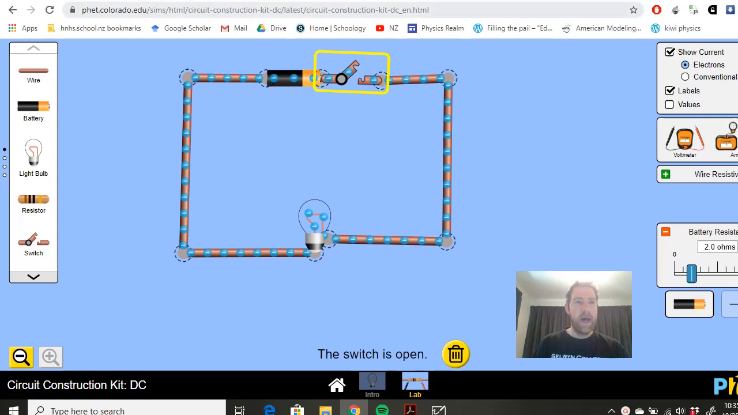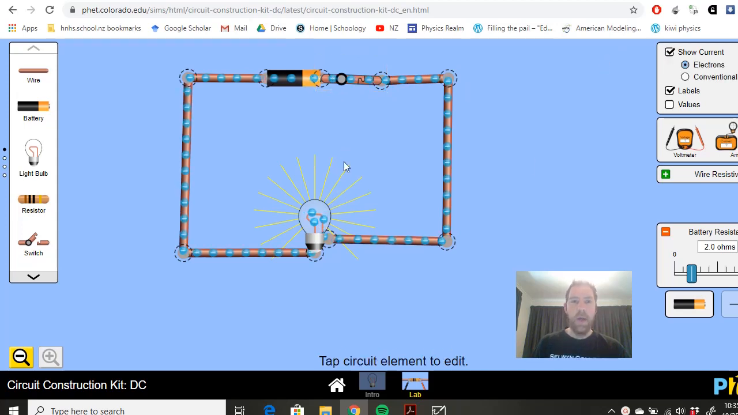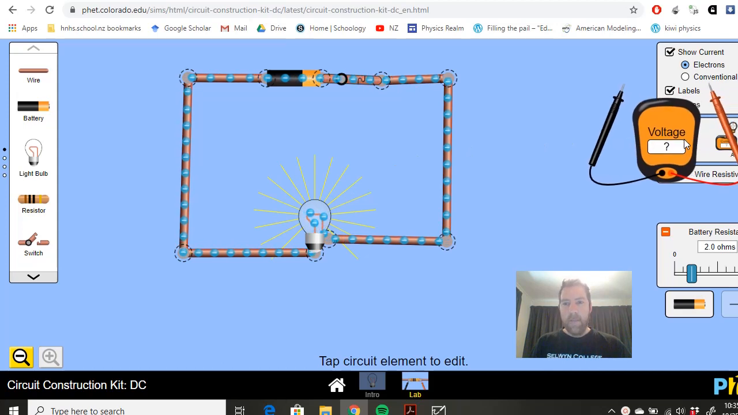So I'm on a site here, the PhET website, which builds little simulations of circuits. I've got a battery and a light bulb and a switch. I turn the switch on and the light bulb glows. I can show electrons flowing around it as well, so it gives me an indication of the current, how fast the current's going. What I want to look at is the voltage.